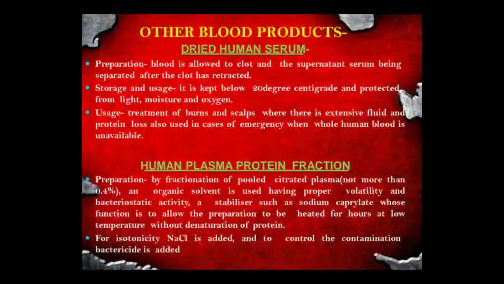Now we are going to discuss the other blood products. We start with dried human serum. Preparation of dried human serum: blood is allowed to clot and the supernatant serum is separated after the clot has retracted. For storage and uses, it is kept below 20 degrees centigrade and protected from light, moisture and oxygen. It is used in the treatment of burns and scalds where there is excessive fluid and protein loss, and also in cases of emergency when whole human blood is unavailable.